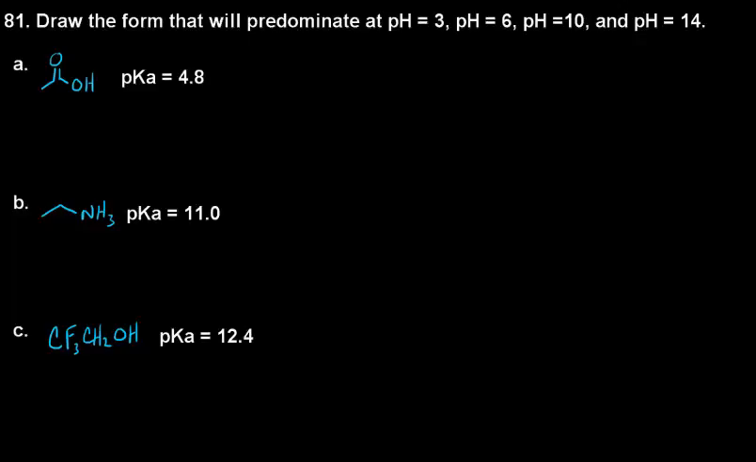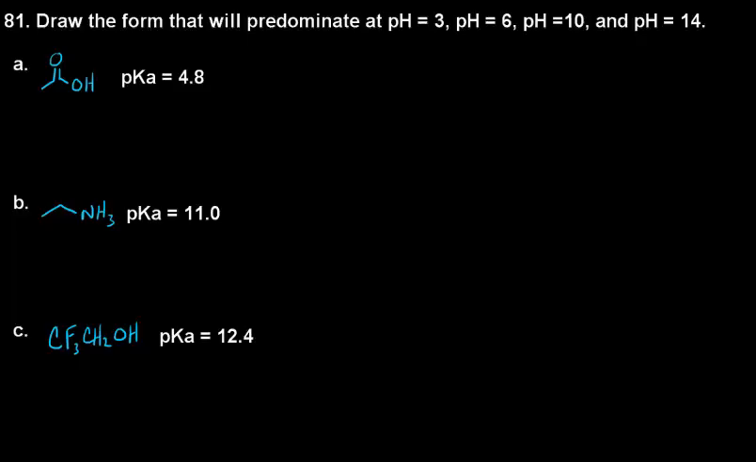Okay, next question on the list is 81. Draw the form that will predominate at pH 3, pH 6, 10, and 14. So basically, what the question is asking you is, you have an acid for these three different examples, A, B, and C, and your job is to figure out, as you increase or decrease the overall acidity of the solution, will your acid in question be protonated or will it be deprotonated?